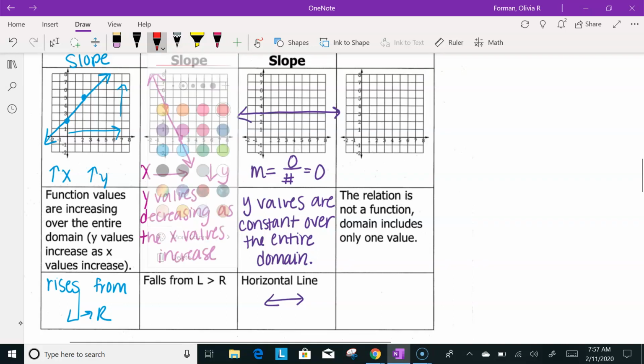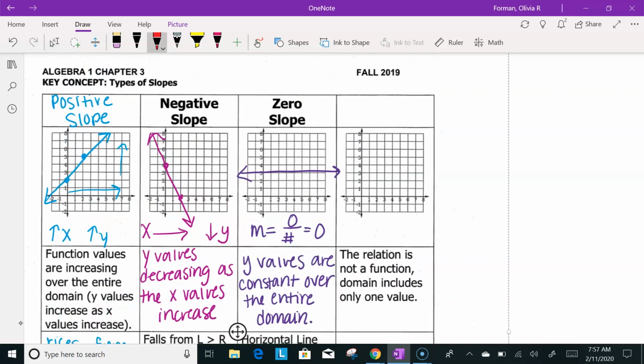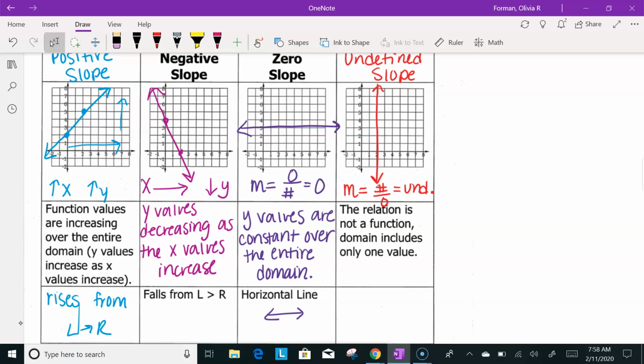The last one is what we call our undefined slope. This type of slope occurs when you have a non-function linear equation, really. So it's linear, but it's not a function because it fails the vertical line test. How you get it is you take a number divided by 0. So if you ever have something divided by 0, that's how you get your undefined slope.